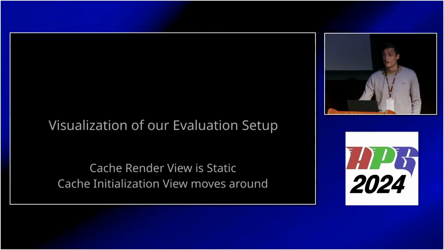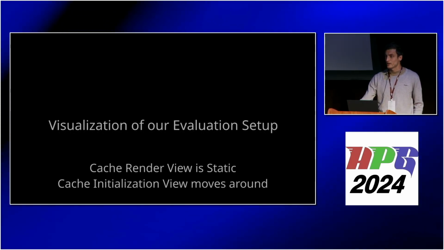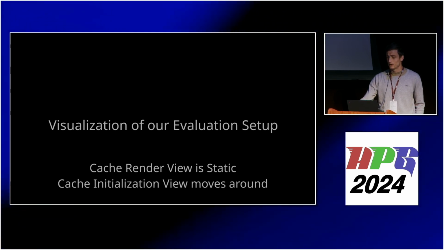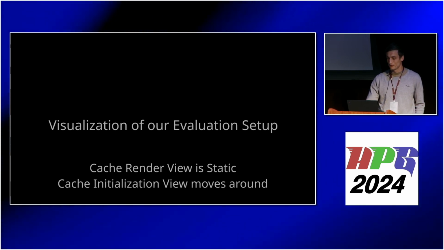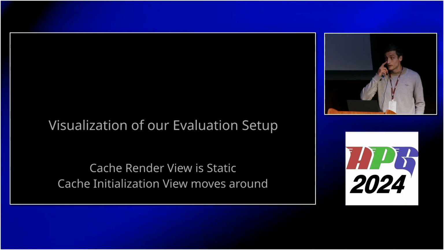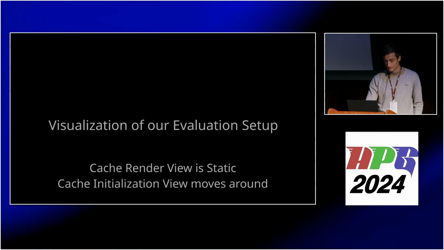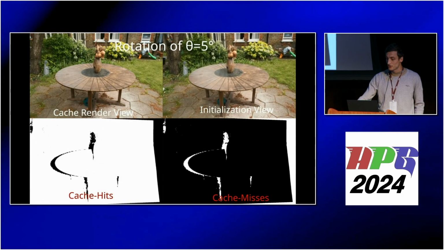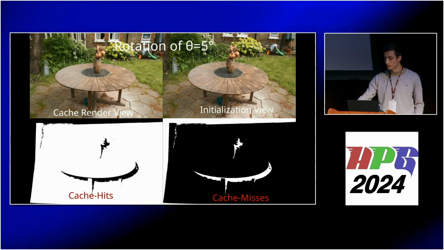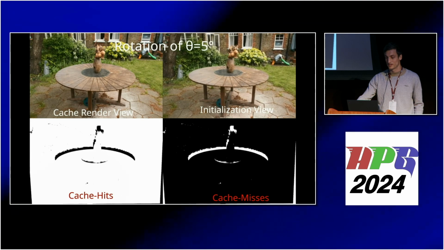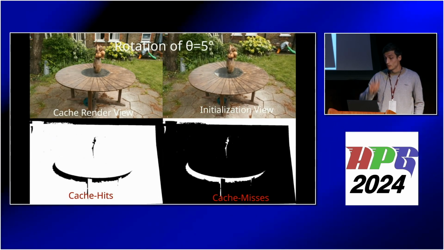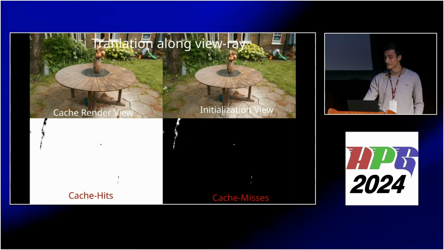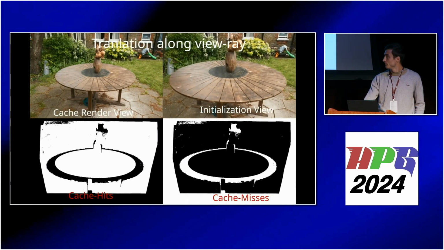In order to evaluate performance and quality of our cache renderings, we render the cache from the dataset test set viewpoints and only move the cache initialization viewpoint around its vicinity. We do this for rotational viewpoint changes, for different degrees of rotational change. Here you can also see the corresponding cache hit and cache miss masks. We also perform the same evaluation for translational movement along the view ray.